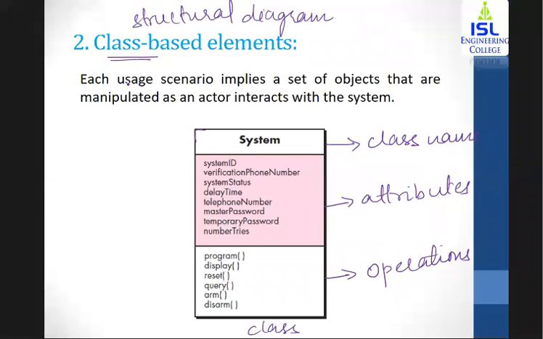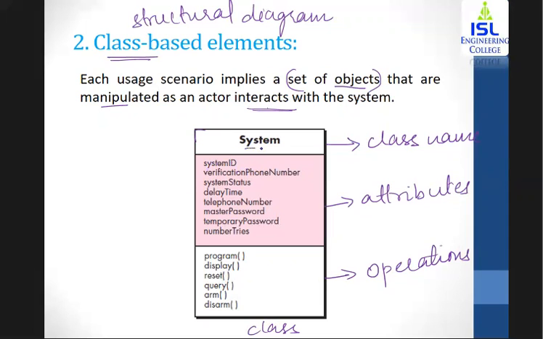Now within the class based elements, each usage scenario implies a set of objects that are manipulated as an actor interacts with them. That is, if suppose within a use case diagram, you're going to have a customer that is transferring funds. Now when the funds are transferred, it is going to reflect within his bank account. So here the set of objects that are manipulated, that is, the account balance is manipulated. So within this, you're going to have all the interactions within the system, that is the entire bank model, how the user is interacting, that is going to be displayed by making use of the class diagram.